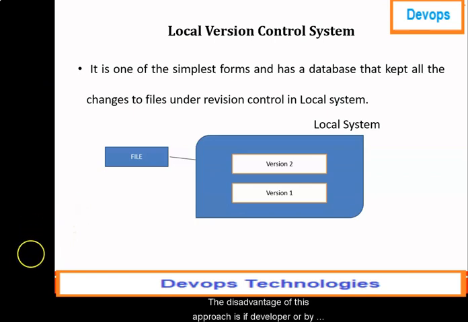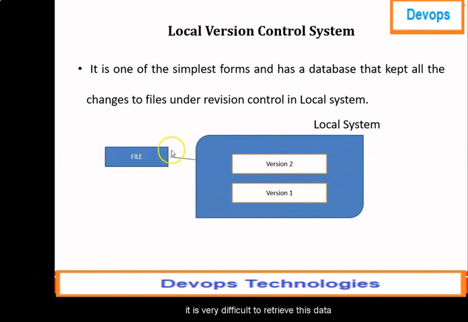The disadvantage of this approach is that if the developer, by mistake, gives a wrong version, or if the files are in different folders, there is a chance of missing data. Another disadvantage is that data is maintained on the local computer. There is no security for the data, and if the computer crashes, it is very difficult to retrieve the data.